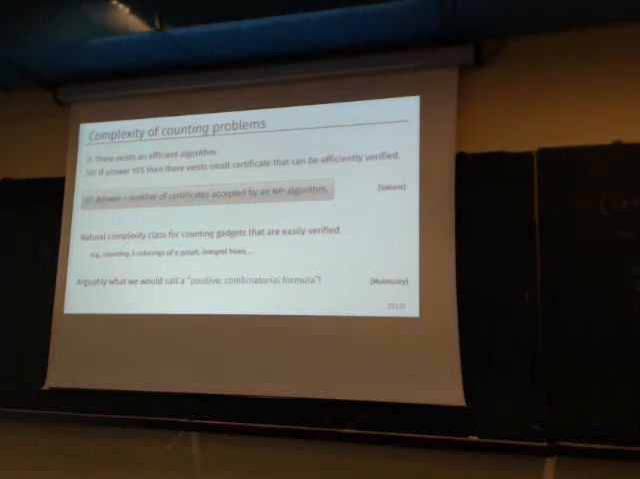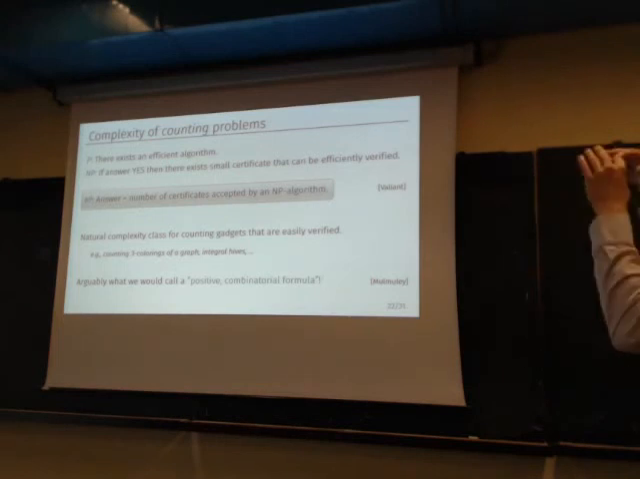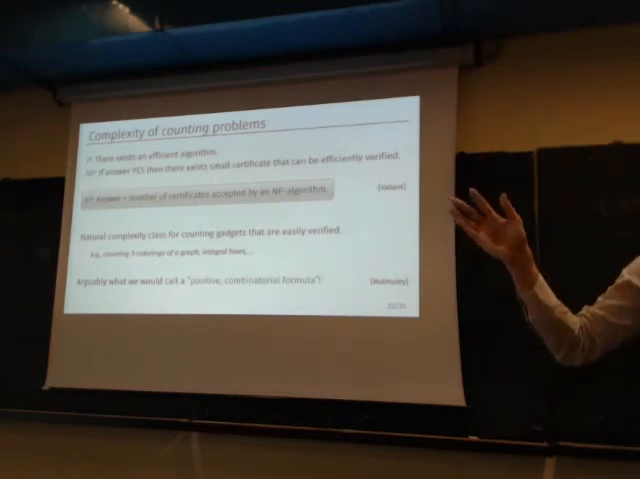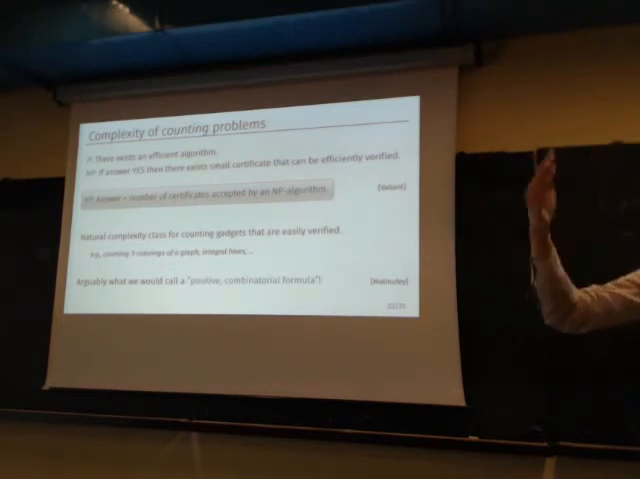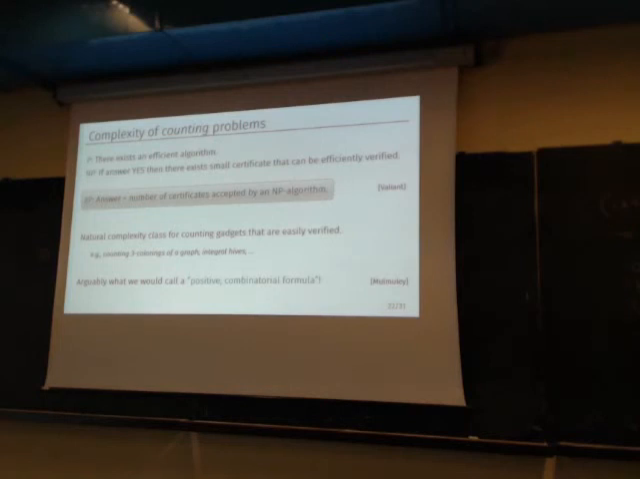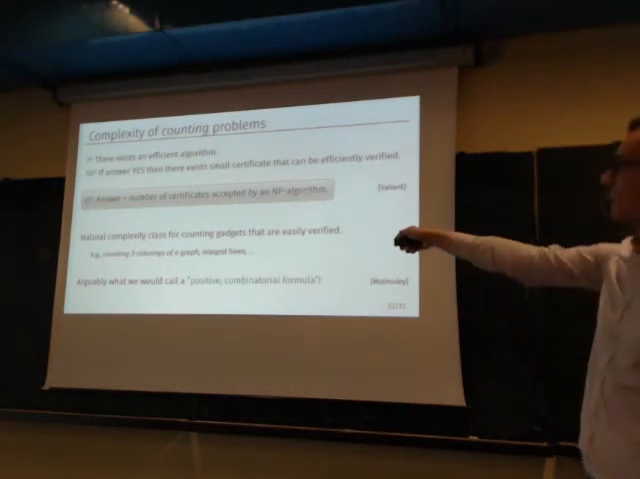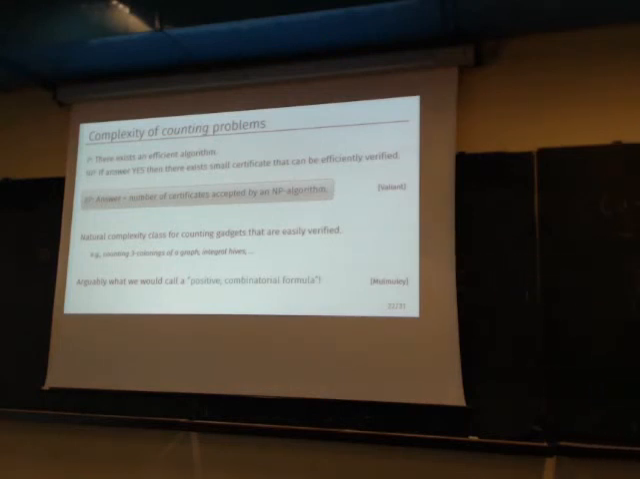One thing that is very natural is to define a class called sharp P. It's just the number of certificates that are accepted by an NP algorithm. For example, the 3-coloring problem is an NP problem. Counting the number of 3-colorings for a given graph would be a problem in this class, sharp P. So it's a natural class for counting things where each instance you can easily verify.